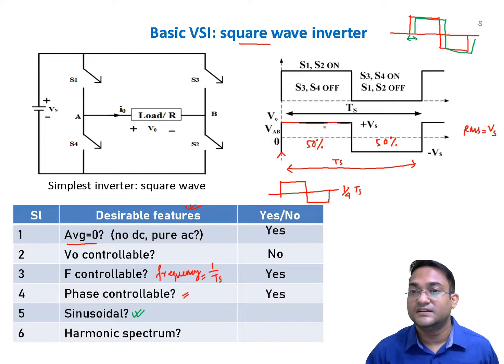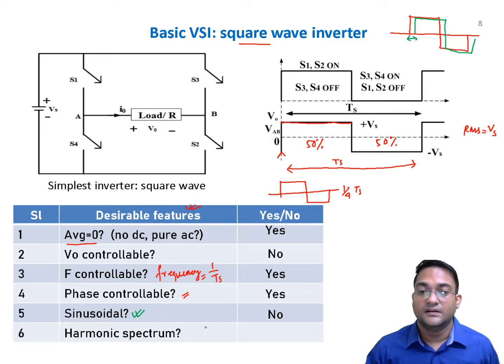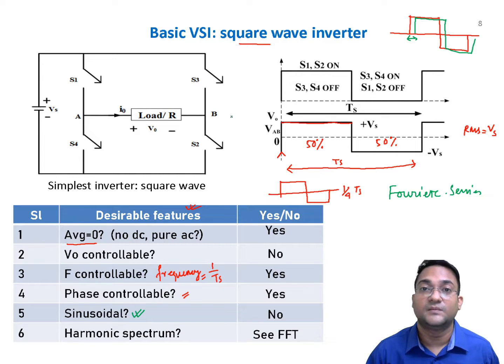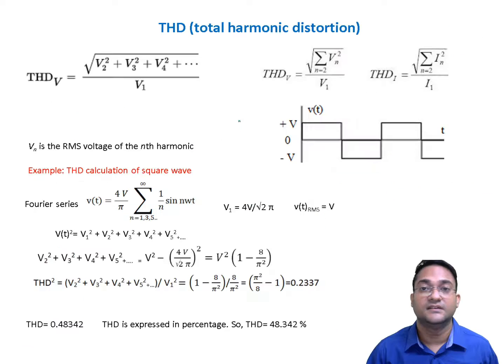So are you getting a sinusoidal output voltage? Obviously the answer is no, because it is a square wave. It is not at all a sinusoidal waveform. And how much harmonics are there in this waveform? How do you determine? You can apply Fourier series, because this is a periodic signal, so you can easily determine what are the different harmonic components present in this inverter, which is very important to get some parameter like total harmonic distortion.